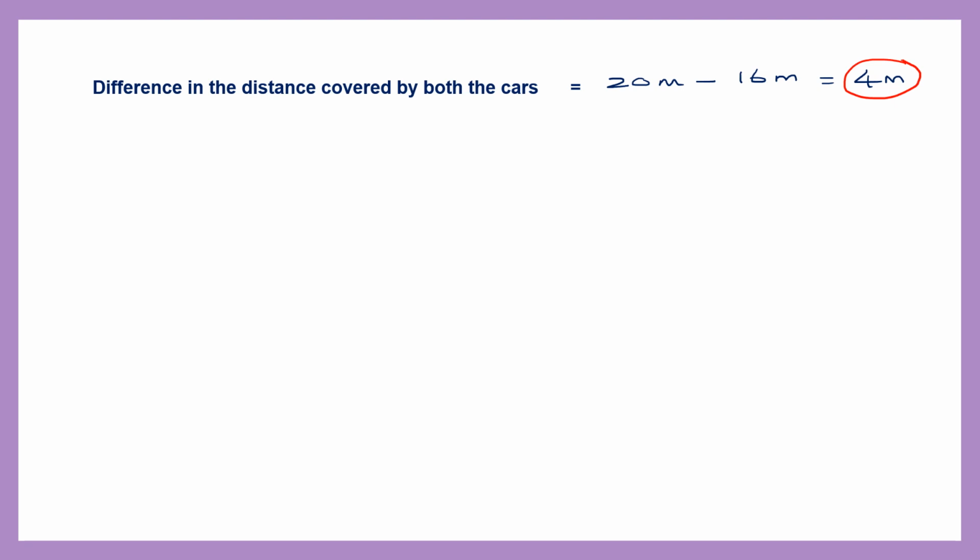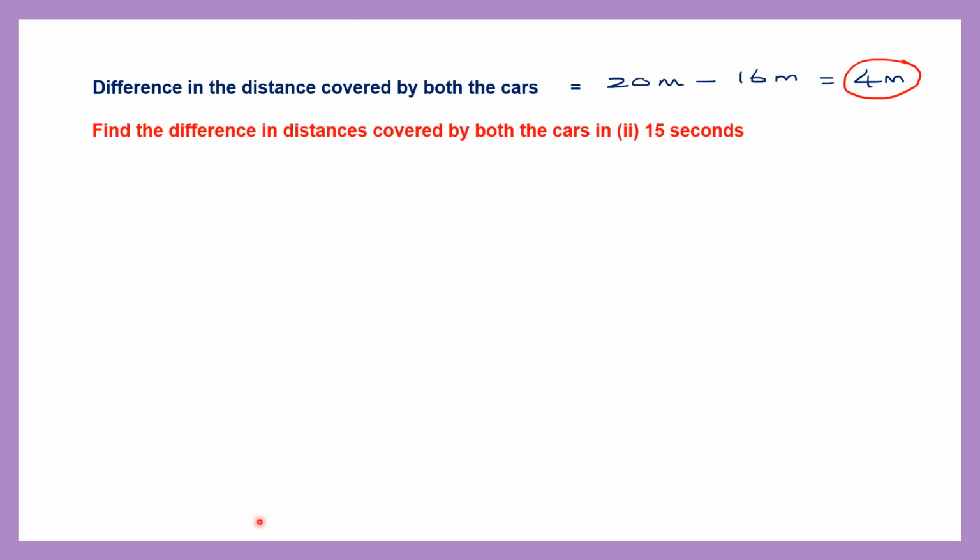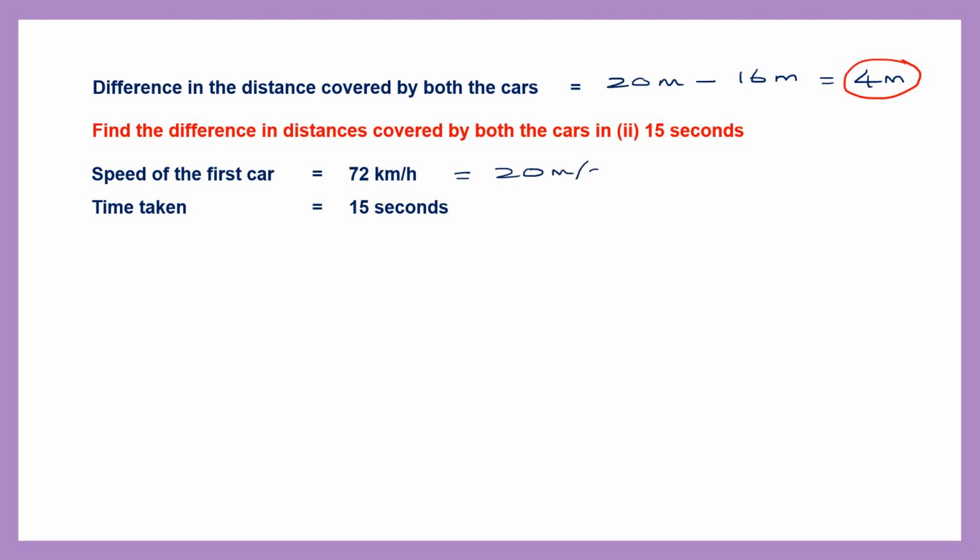Now we have the second part of the question. Find the difference in distances covered by both the cars in 15 seconds. Here we found in 1 second. Now the second part is we have to find the difference in 15 seconds. So speed of the first car is given to us as 72 kilometers per hour and time taken is 15 seconds. And in the first part we converted 72 kilometers per hour to 20 meters per second. So now the units are all okay. 20 meters per second and time is 15 seconds. Now we can find the distance.